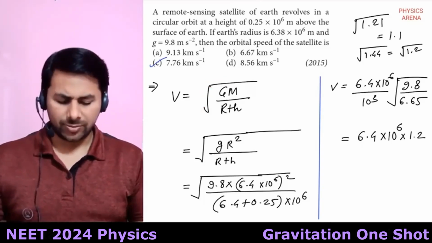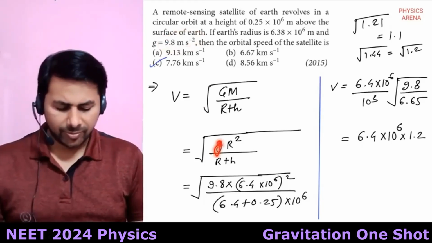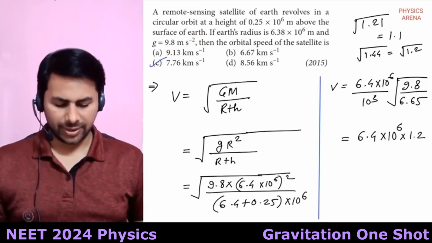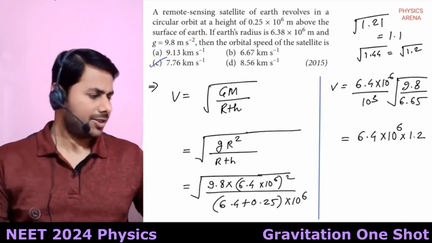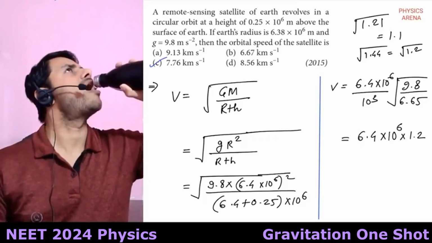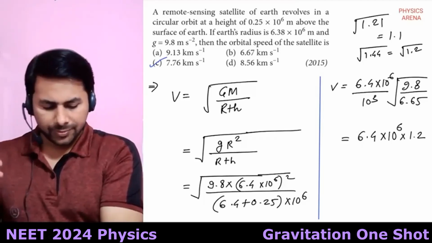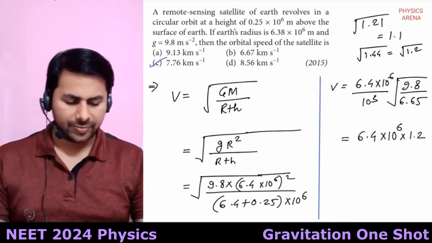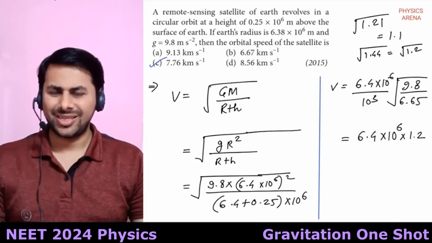V is equal to square root of GM upon R plus h. Because small g is given, we are putting g into R square, since GM equals g into R square. Is this thing clear? Is this thing clear, what I did here? Yes or no?